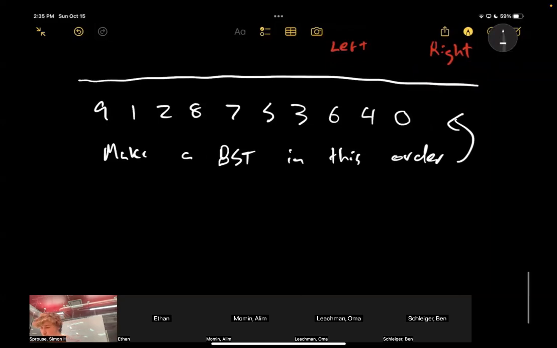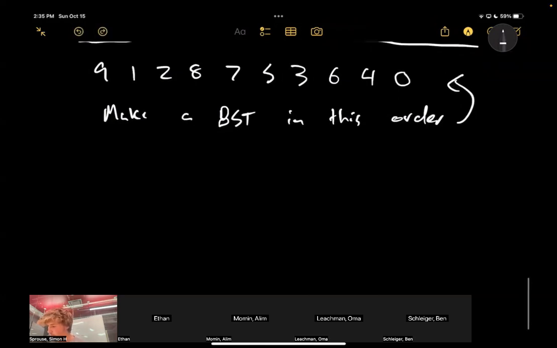As we pointed out before, unfortunately we get stuck with this as the pivot point, right? So if we were to construct this binary search tree, well, we know how to do that. It's going to look like this, and it's going to take me a second to actually finish it.